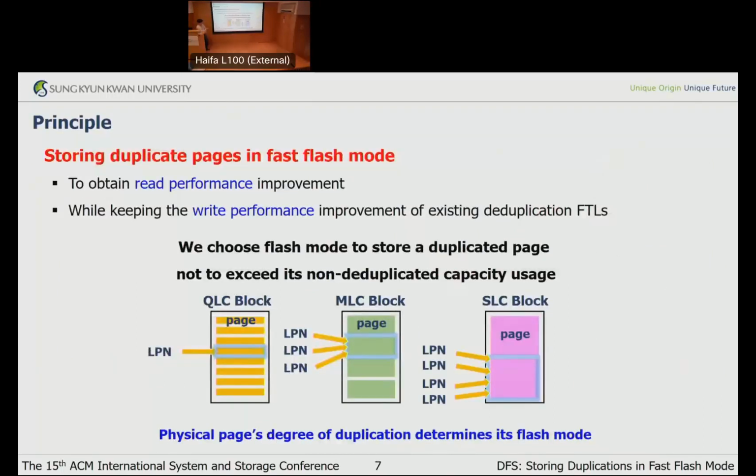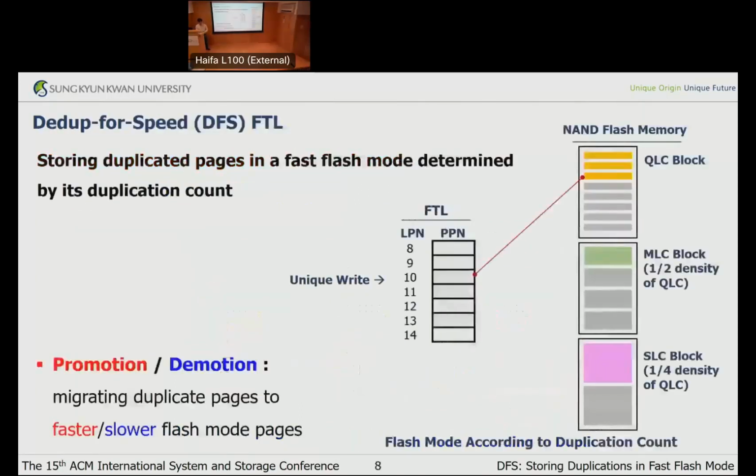Yeah, then let's store it in the SLC block. What about a page duplicated 10 times? There's nothing faster than SLC mode. So the page will be kept in the SLC page while still earning capacity savings. The DFS is the FTL that does what I just explained.